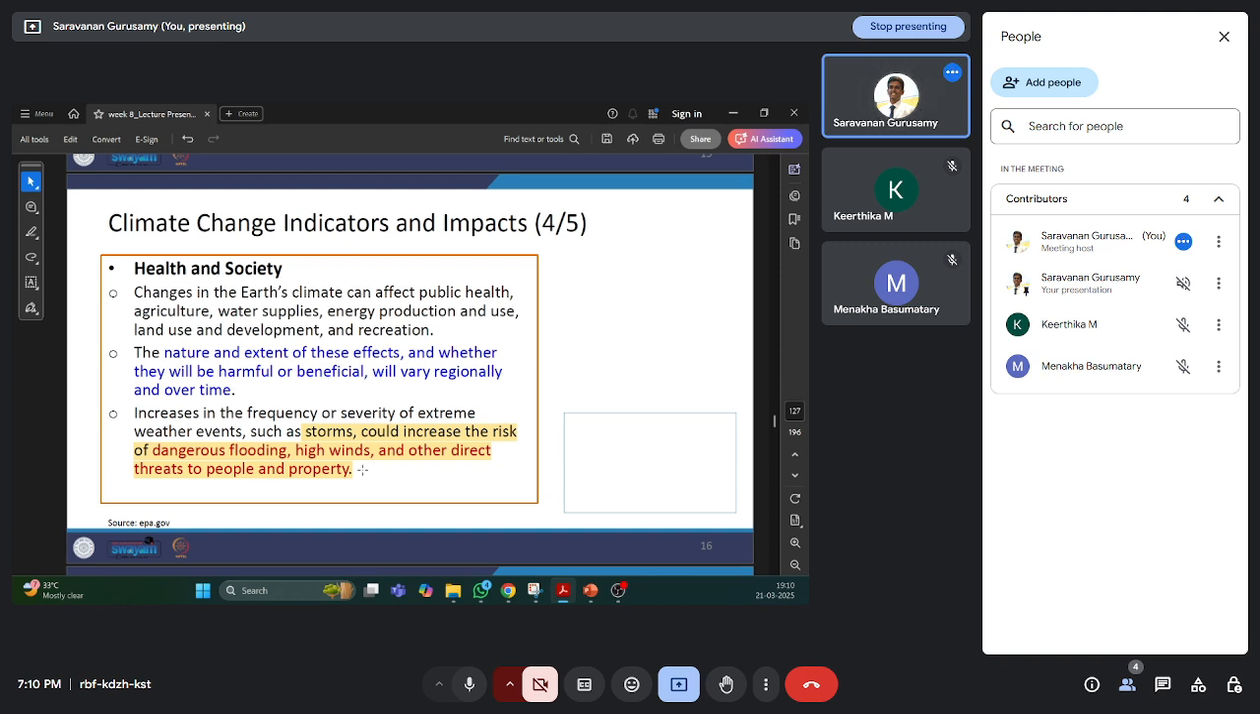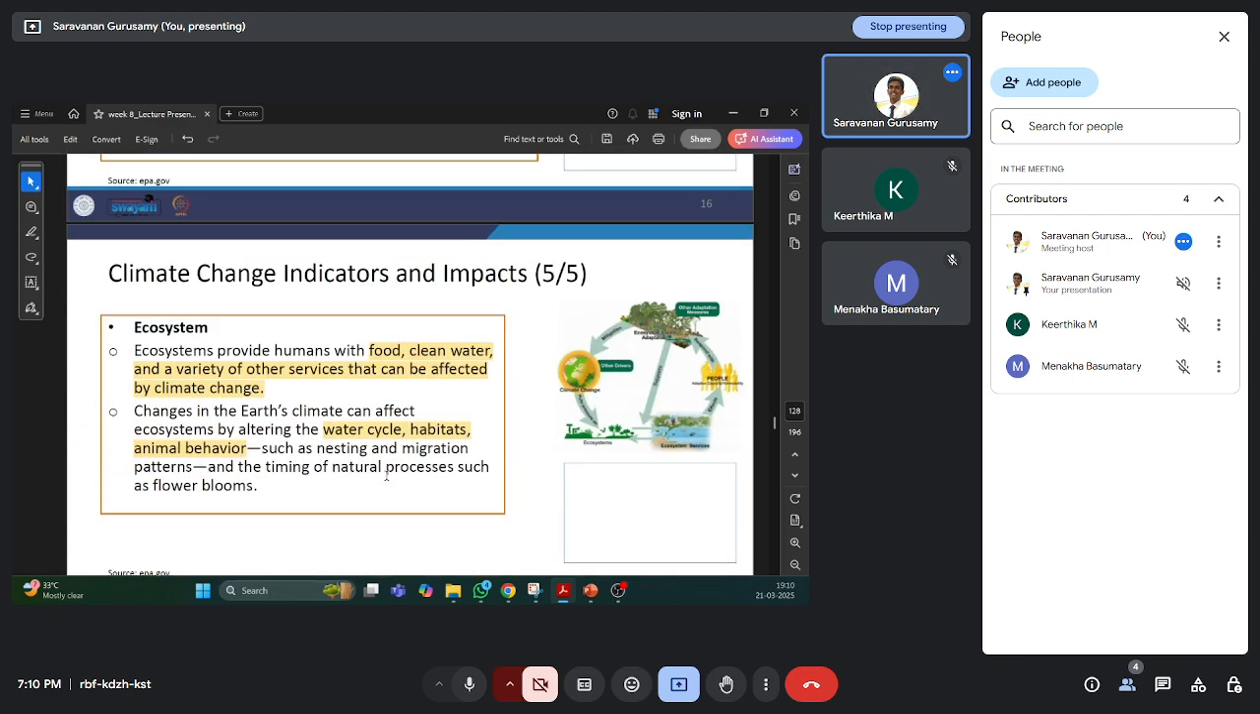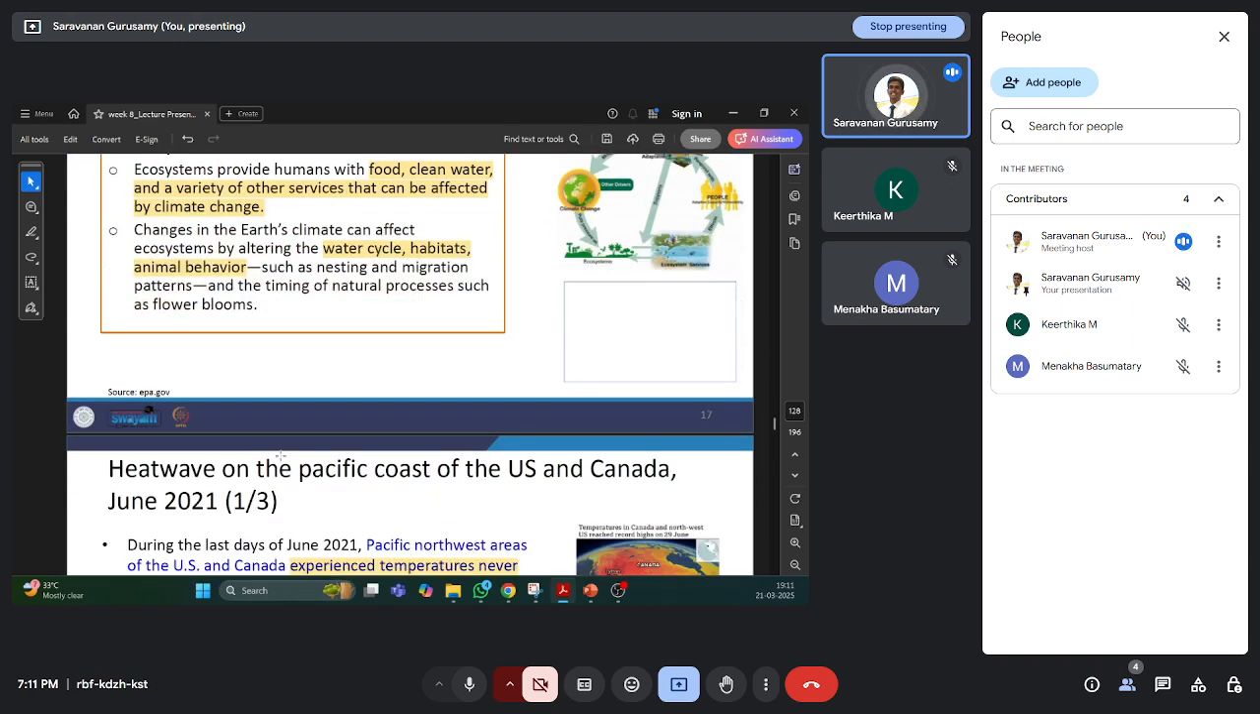And for health and society, there may be frequent flooding. We are experiencing it in Chennai, and last year we experienced it in Tirunelveli and Thoothukudi. These are not even flood prone areas, still we experienced it in the last monsoon. Every year in Uttarakhand we have a flood. Everywhere we are seeing floods and this type of weather events, high wind and other direct threats to people and property. Ecosystems will get affected, like food and clean water, because we are not getting proper agriculture due to this climate change. The plants will get affected due to UV rays, and the water cycle and animal behavior may change.